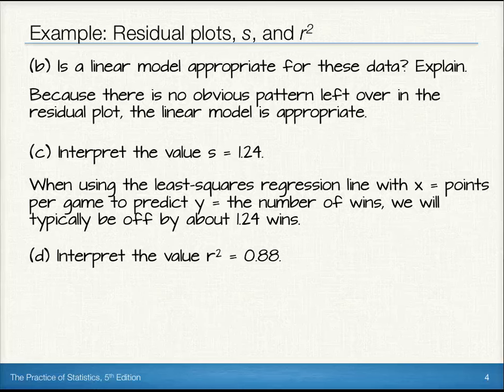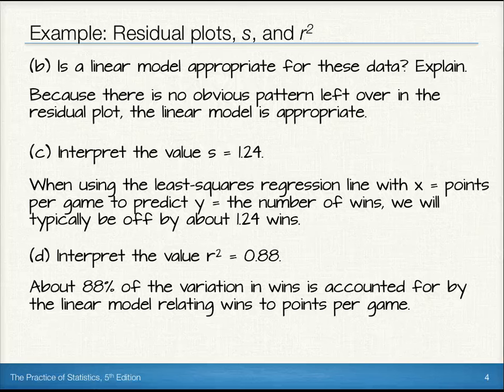And then what does the value r squared equals 0.88 mean, the coefficient of determination? Well, we interpret that by saying about 88% of the variation in wins is accounted for by the linear model relating wins to points per game.